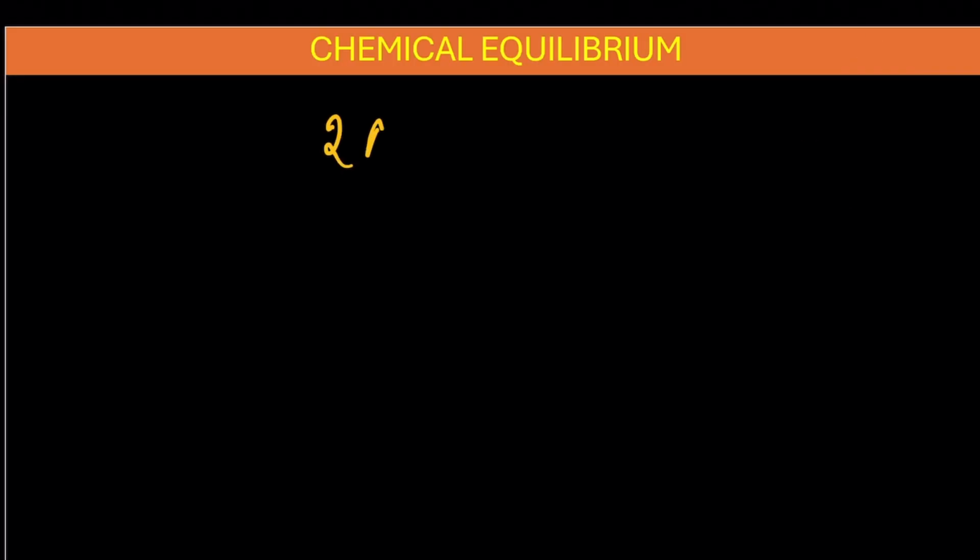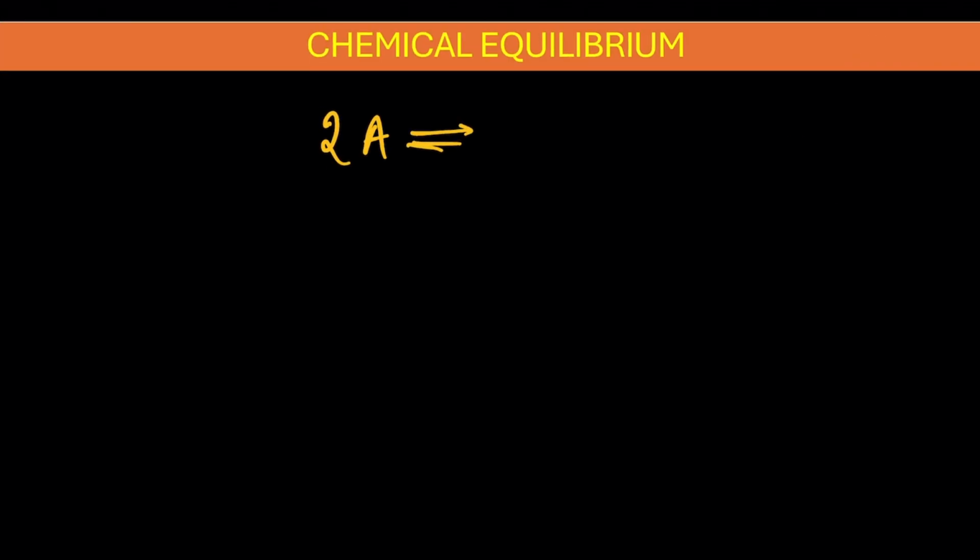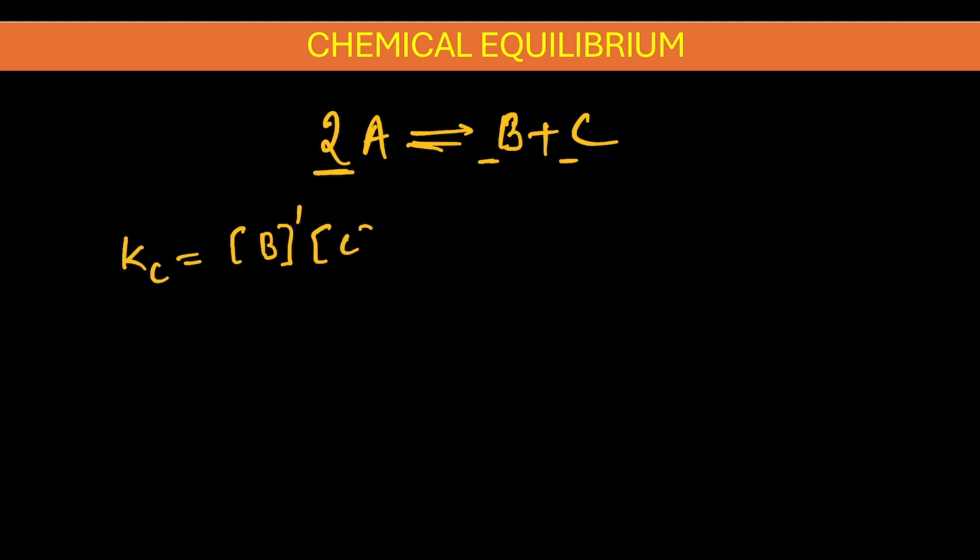Now let us take the equation once again. 2A reversible B plus C. Now the equation for equilibrium constant Kc is equal to concentration of product raised to the power of their coefficient. What is the coefficient here? 1. What is the coefficient here? 1. What is the coefficient here? 2. So Kc is concentration of B raised to the power 1, concentration of C raised to the power 1, by concentration of A raised to the power 2.